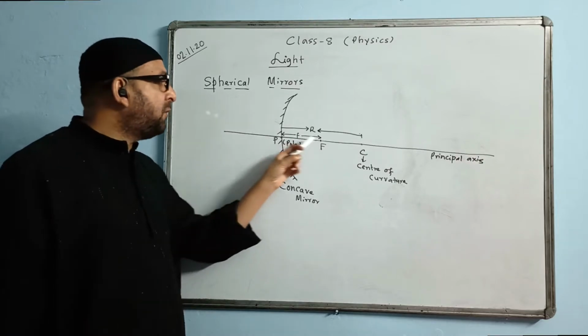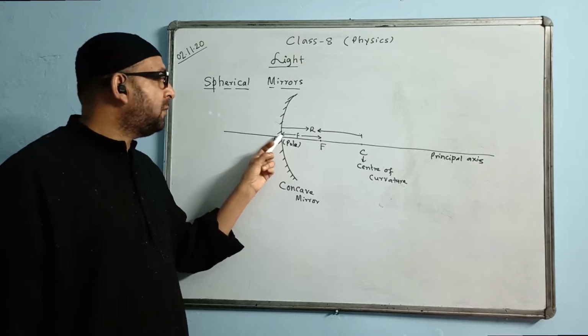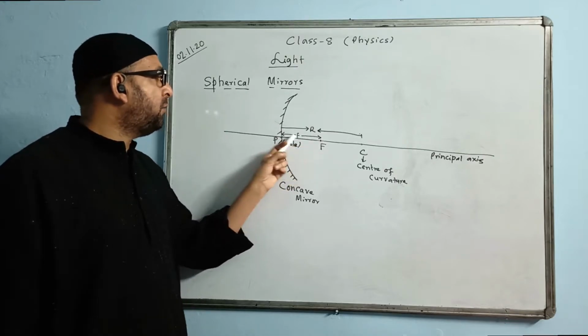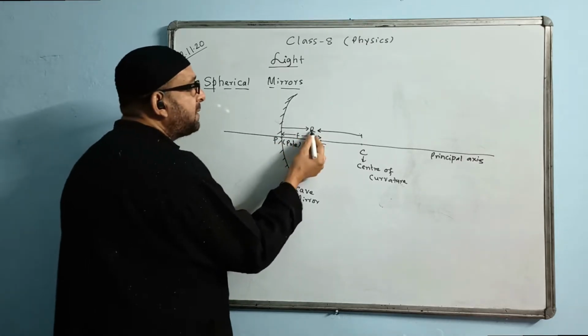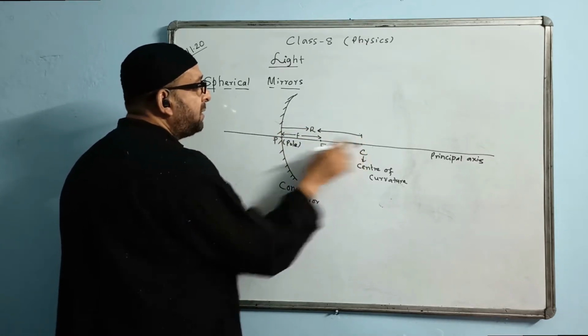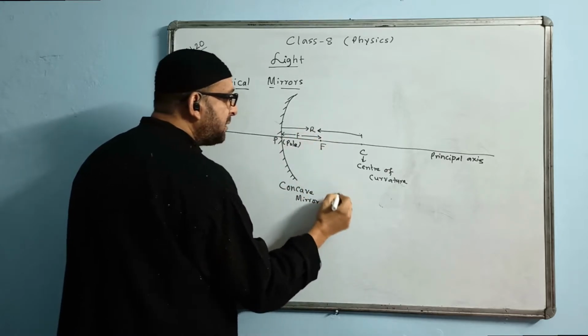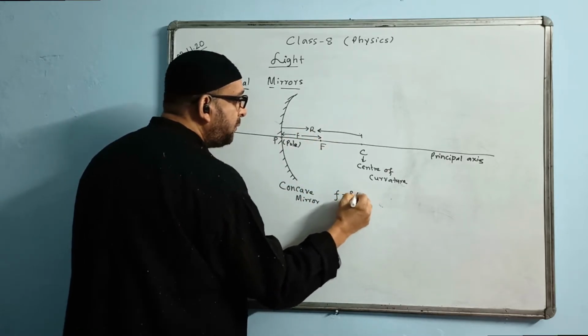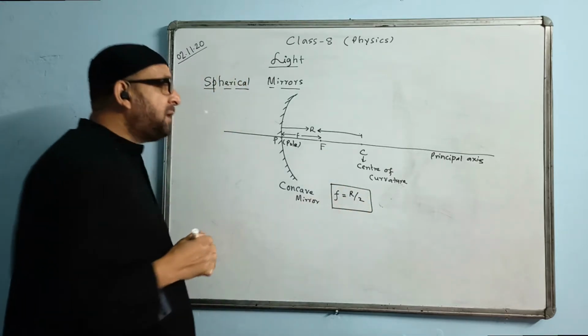It is the distance of the focus of the mirror from the pole of the mirror. We have a relation. This focal length will be exactly half of R, because this whole thing is R and this is exactly the midpoint, so F will be half of this. We write: F is equal to R by 2. Focal length will be radius of curvature divided by 2.